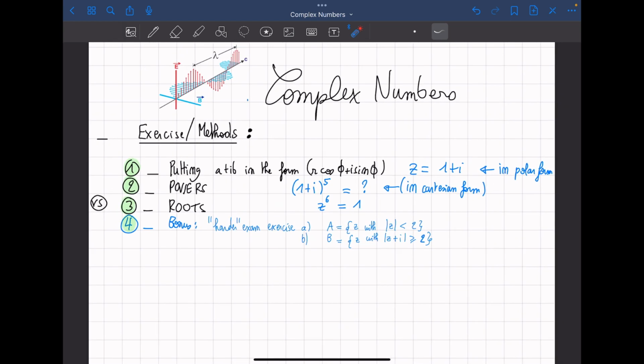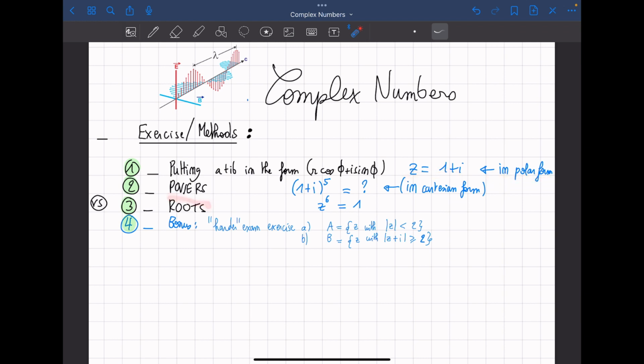We are going to focus on 4 exercises, which are really important for the exams. First, understanding the different forms of the complex number. Here is the Cartesian form, for example. Here is the polar form. I'm going to explain it in a second. I want you to put this number in polar form.